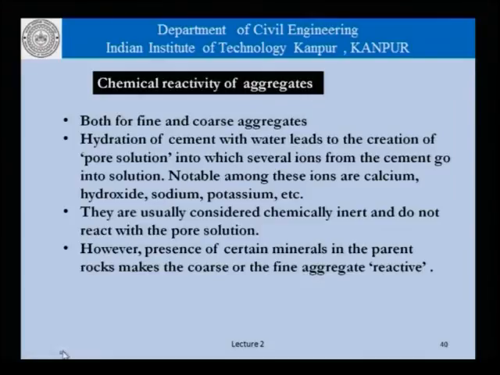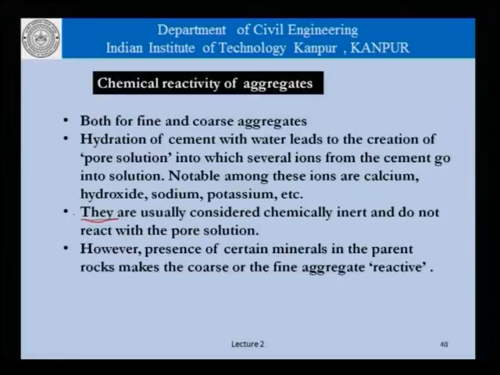Now, coming to a very different kind of property of the aggregates, which is chemical reactivity, and this is true for both fine and coarse aggregates. We know that hydration of cement with water leads to the creation of pore solution, into which several ions from cement go into solution. Notable among them are ions of calcium, hydroxide, the hydroxyl ions, sodium and potassium. The coarse and fine aggregates are usually considered chemically inert and do not react with the pore solution. They are the inert part of the concrete mix usually.